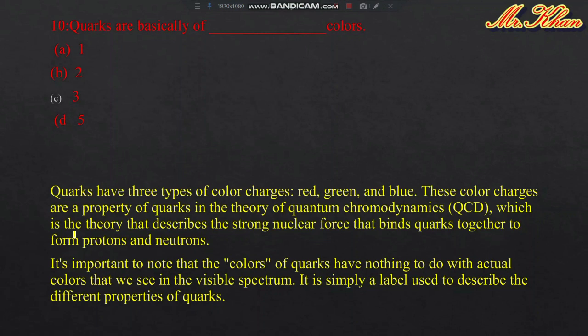It's important to note that the colors of quarks have nothing to do with actual colors that we see in the visible spectrum. It is simply a label used to describe the different properties of quarks.